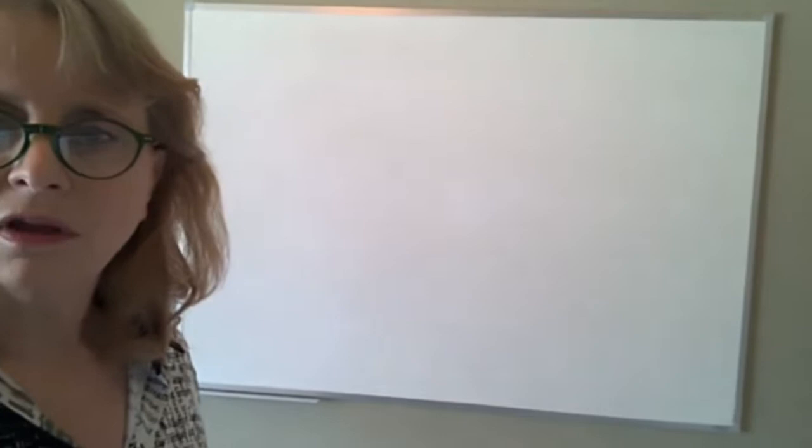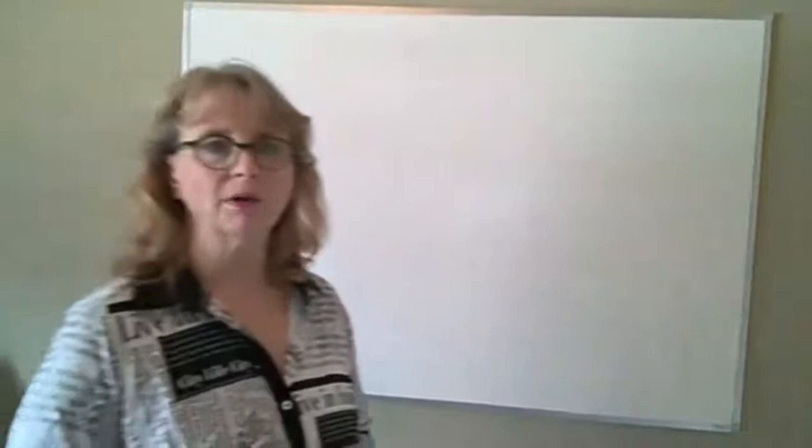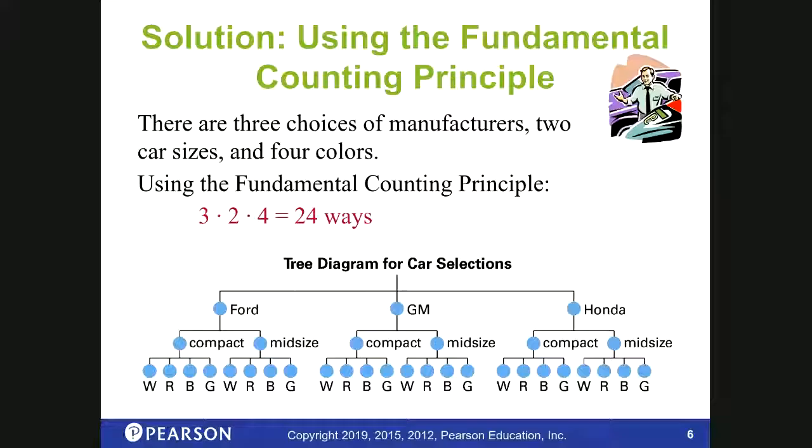So here is the solution for that car problem we were just looking at. This has the complete tree diagram. It says there are three choices for manufacturers, two car sizes, four colors. And then they show how to get the total number of possible cars by using the fundamental counting principle. And then they have a tree diagram there to show as a check.